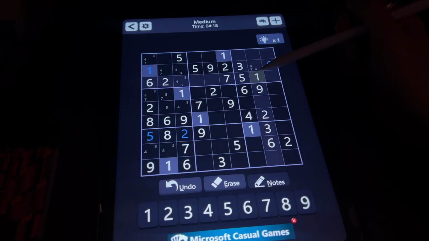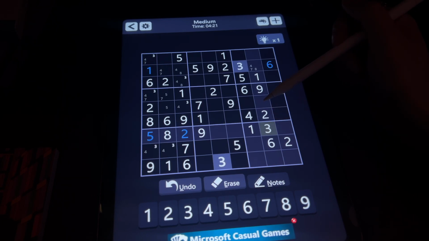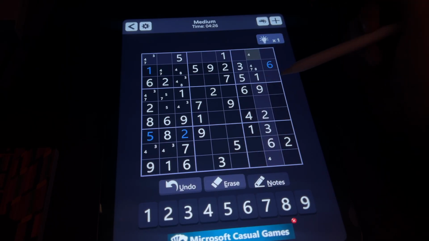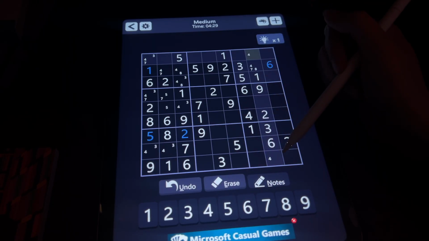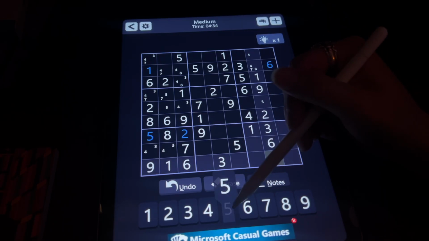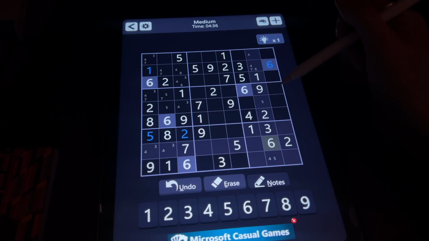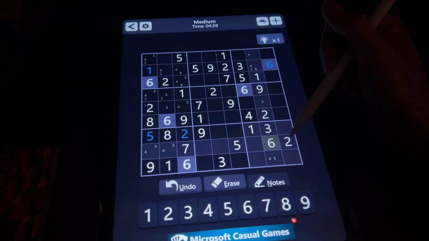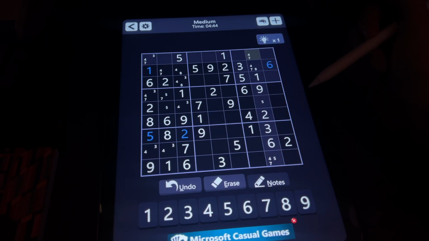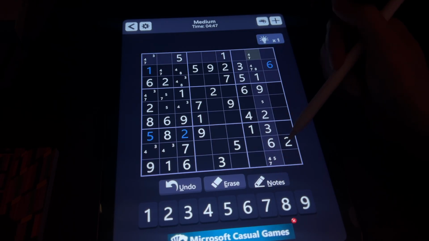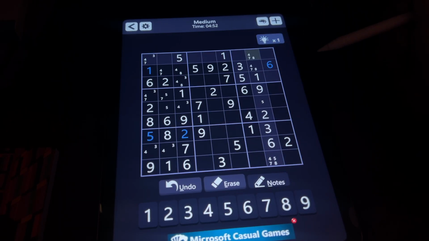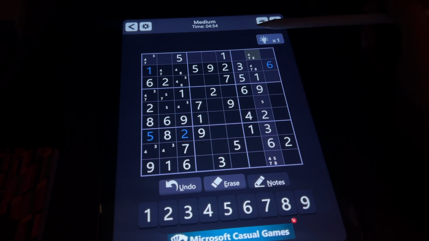Let's move over here. 1, 2, 3. We need a 4. That can go here or here. The 5 can go here. 6, 7. And the 8 can go here too. Oh, this sucks. That's so annoying.